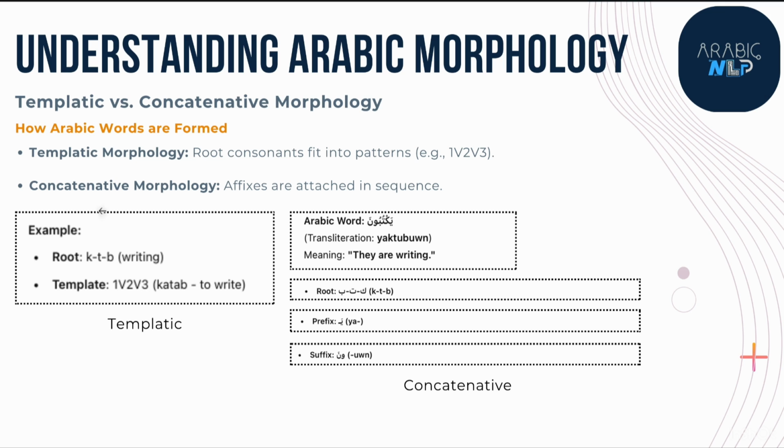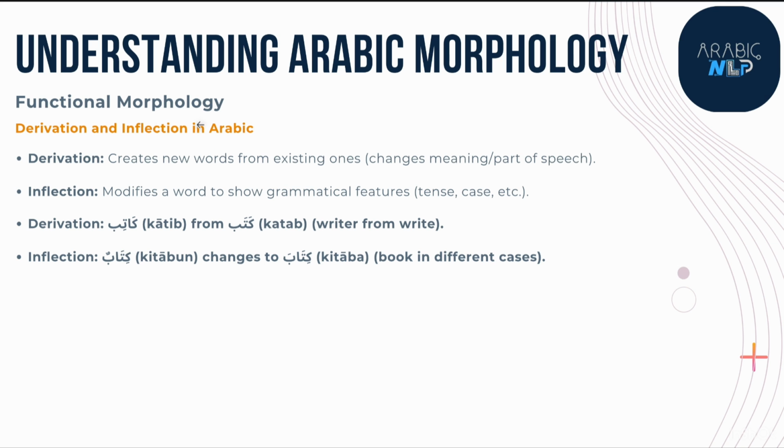On the other hand, concatenative morphology is more about how the affixes are attached in a sequence. We can see here this word. We can see the prefix, which is ya, and the suffix un, and how they are attached in a sequence to represent the word which is they are writing. Great.